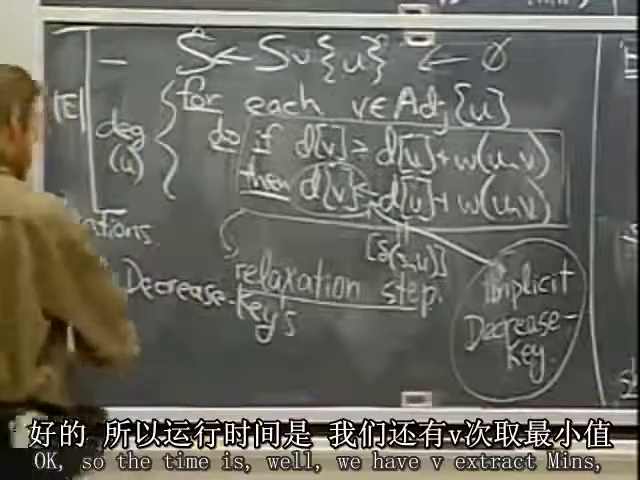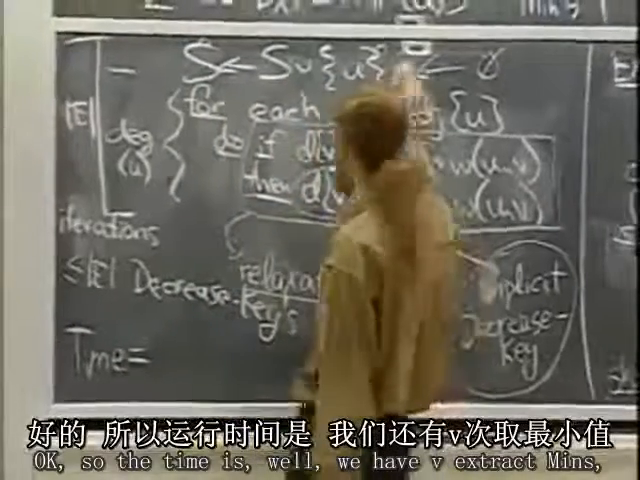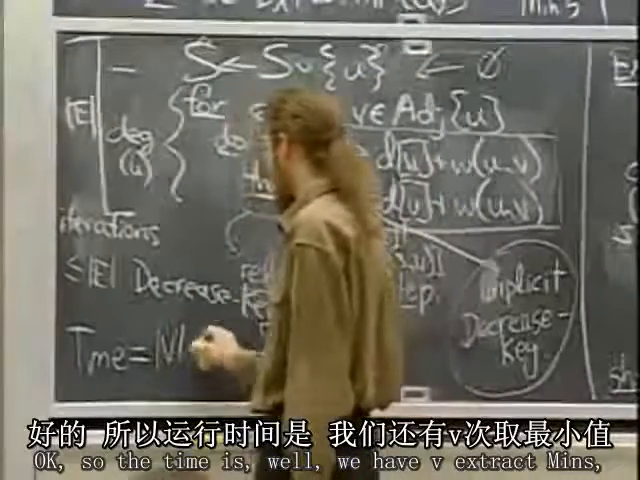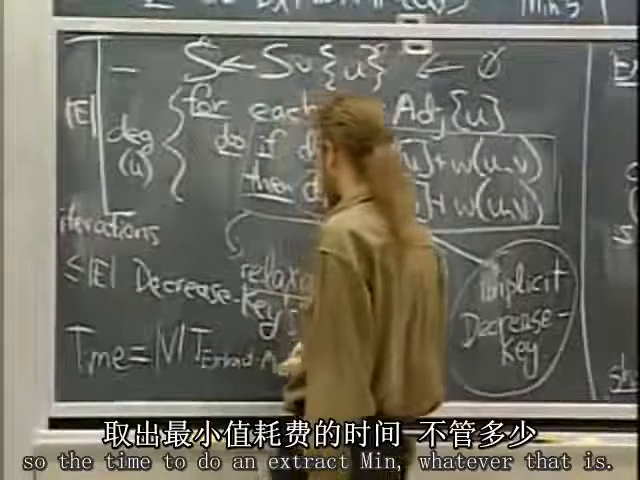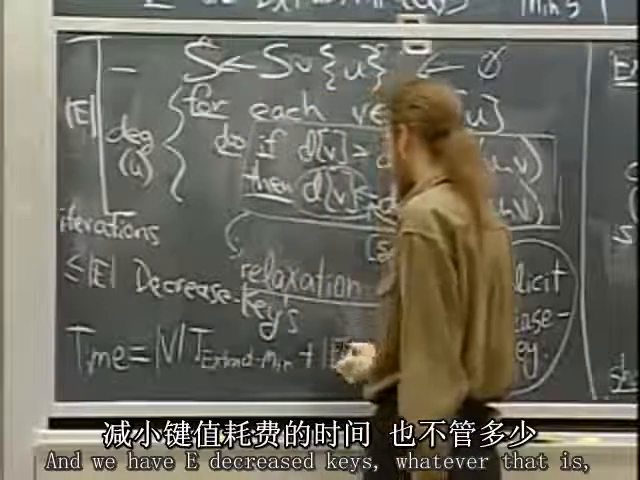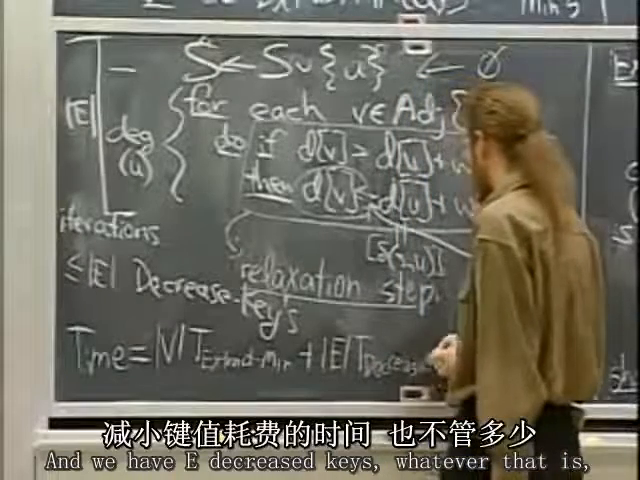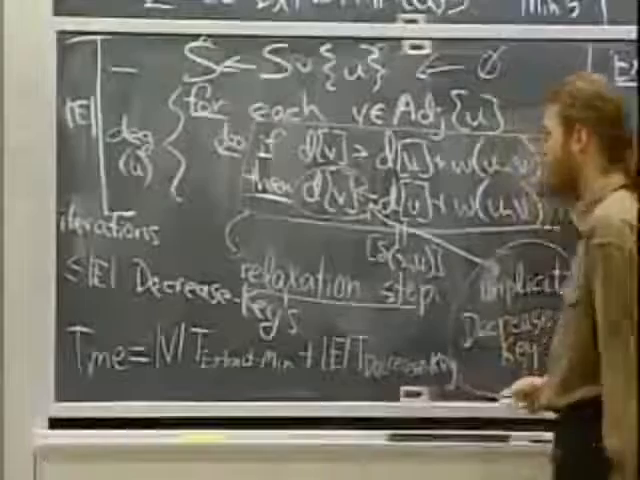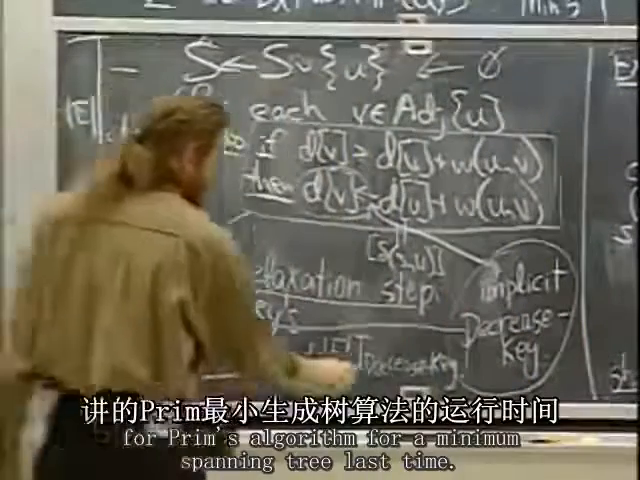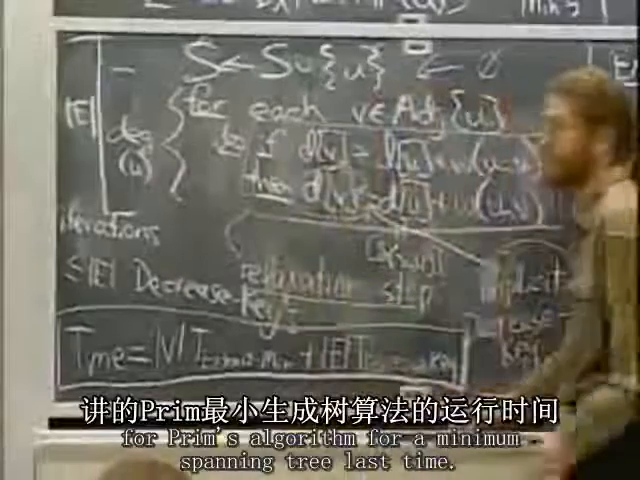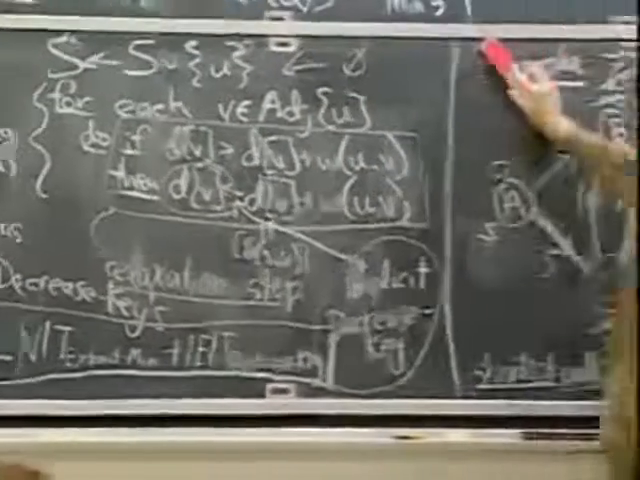Okay, so the time is, well, we have V extract mins, so V times the time to do an extract min, whatever that is. And we have E decrease keys, whatever that is. And this is exactly the running time we had for Prim's algorithm for minimum spanning tree last time. And what running time you get depends on what data structure you use.